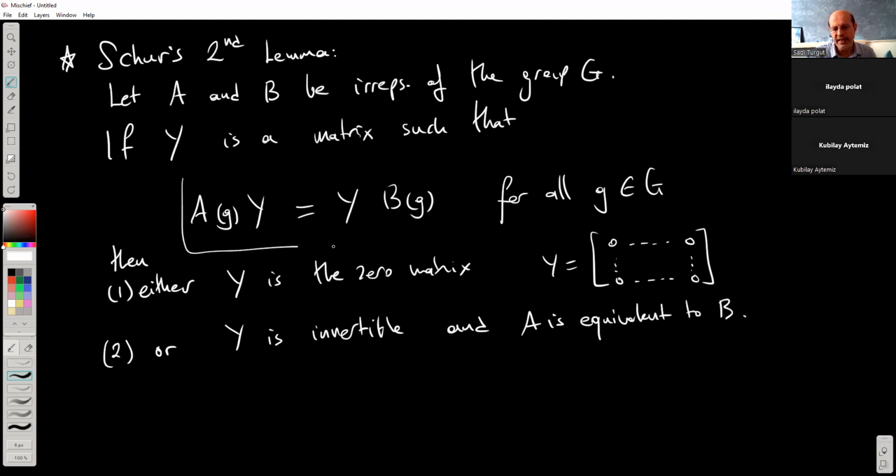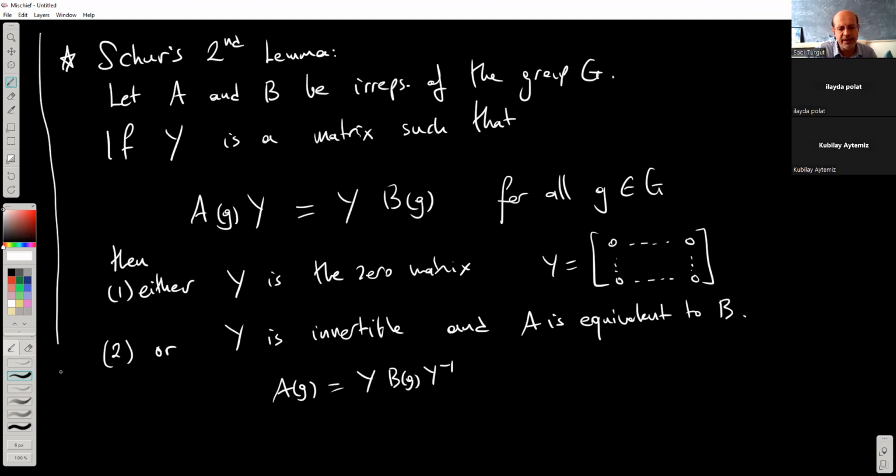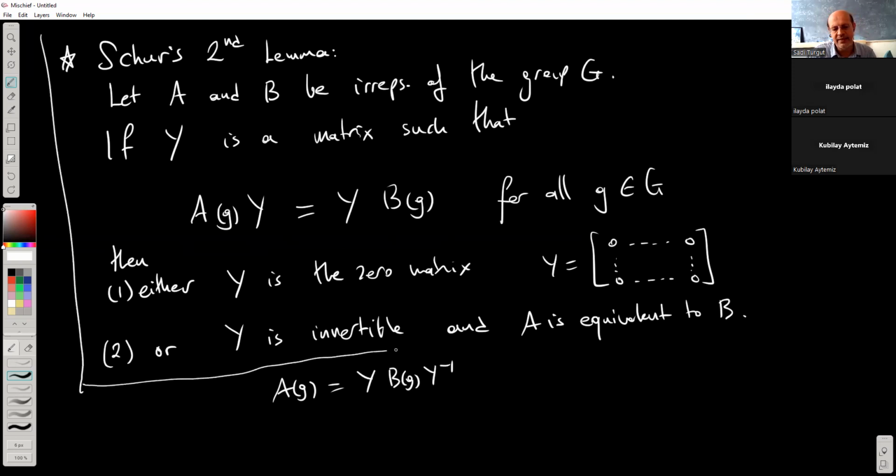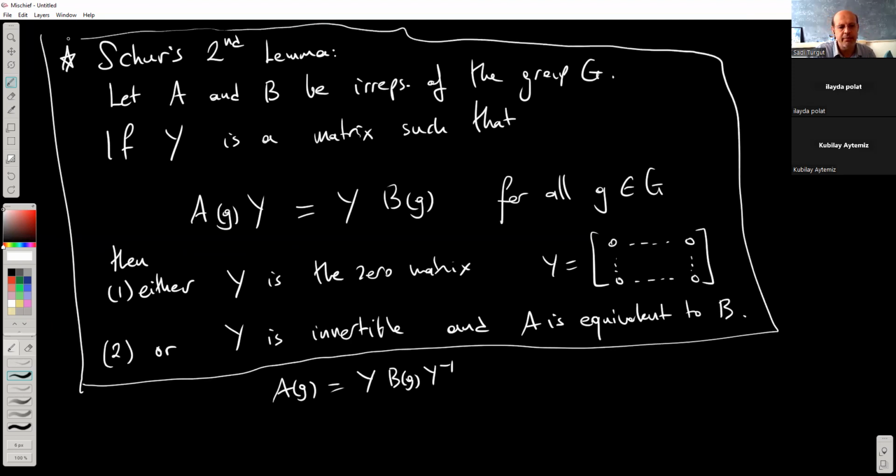If Y is invertible, in that case, in this relationship, I can move Y to the right-hand side, and then we are going to have this Y inverse. Probably I should have written this with a different color, but let's just box this. This is Schur's second lemma, right? So for the second case, if Y is invertible, then I can move this Y to the other side. This implies that A is equivalent to B. They are equivalent representations.